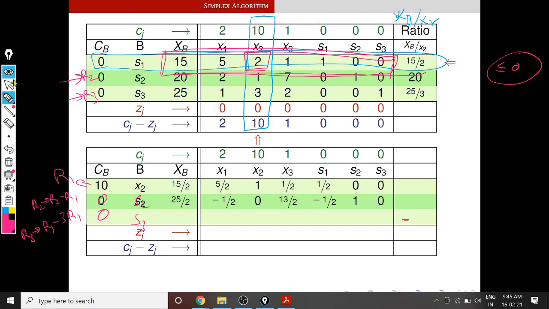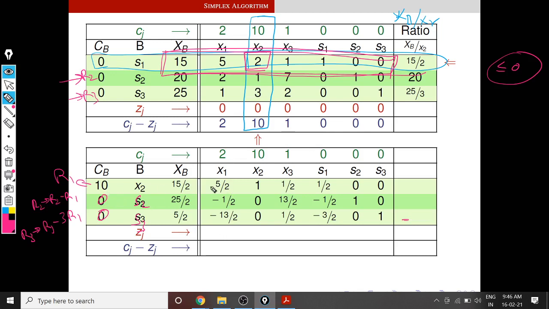So the last row is like this: 5 by 2, minus 13 by 2, 0, 1 by 2, minus 3 by 2, 0, 1. Then next we have to compute Zj's. Using which rule? Cb into the x1 corresponding column. So 10 into 5 by 2 plus 0 into this entry plus 0 into this entry. That is 10 into 5 by 2, which becomes 25.